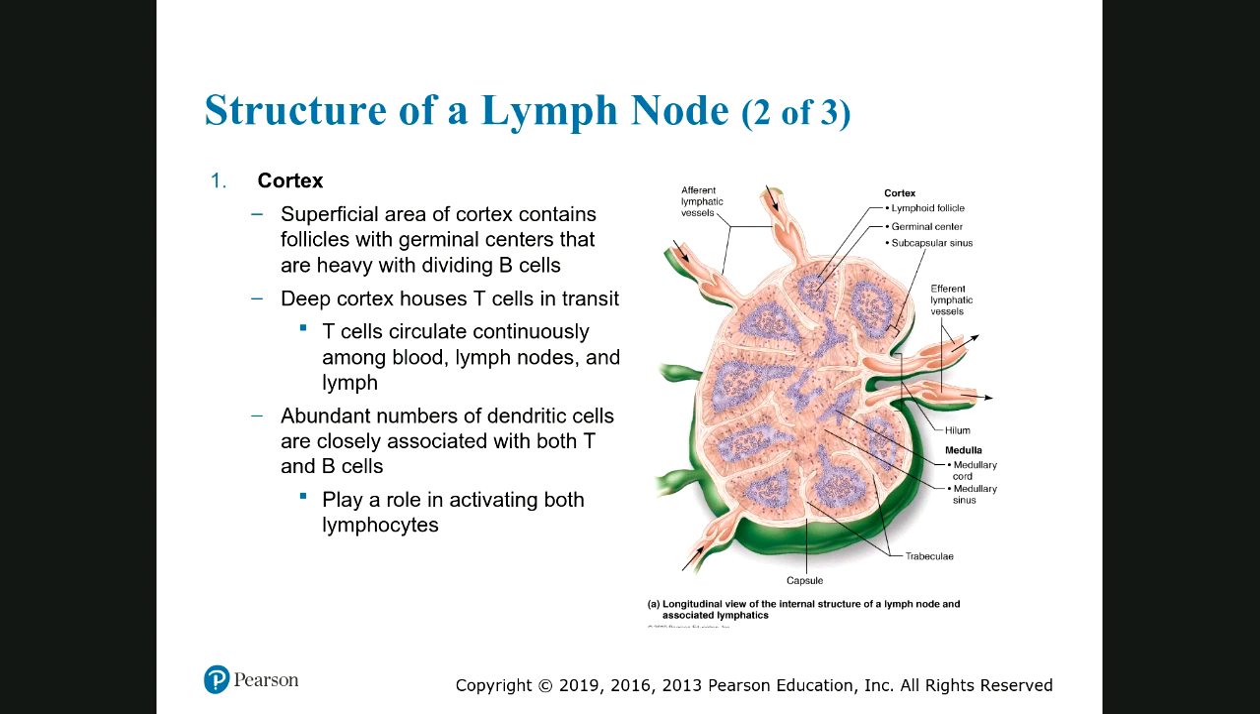The superficial area of the cortex contains follicles. See those lymphoid follicles? They are very rich in B cells. They have germinal centers that produce a lot of B cells. The deep cortex hosts the T cells, which circulate continuously among the blood, the lymph node, and the lymph.